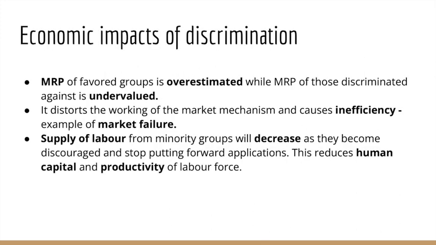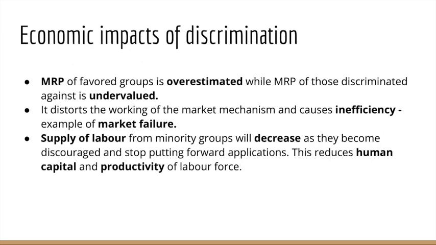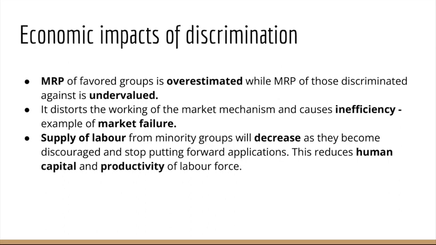The economic impacts of discrimination in the labor force include that the marginal rate of product of favored groups is overestimated, while the marginal rate of product for those discriminated against is undervalued, and it distorts the working of the market mechanism because it causes inefficiency and market failure, as there might be an overpayment or underpayment of specific work groups. And then the supply of labor from minority groups will decrease as they become discouraged to work and stop putting forward applications. It's because the system kind of works against them, and this reduces their human capital and productivity because they have the same skill set, but they're not being treated the same.